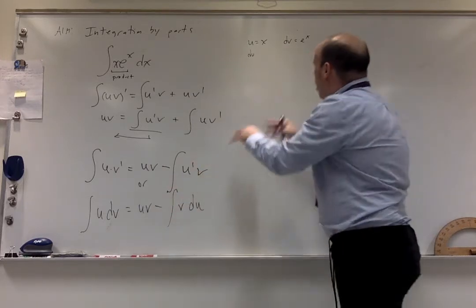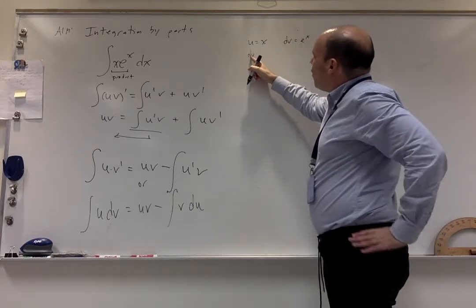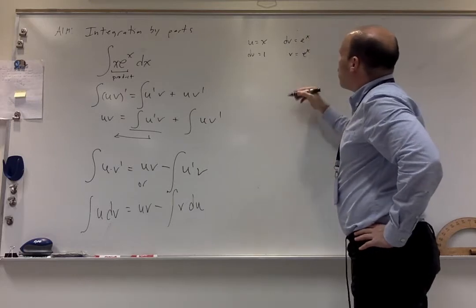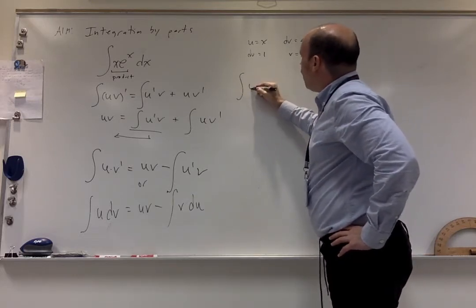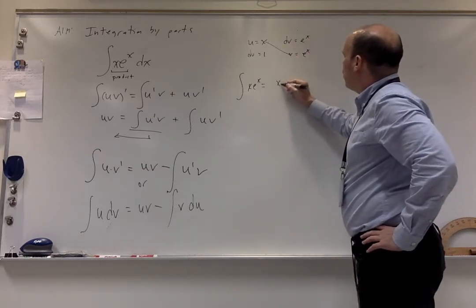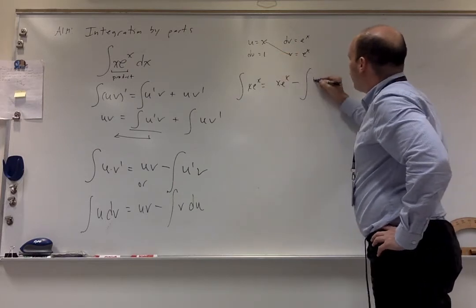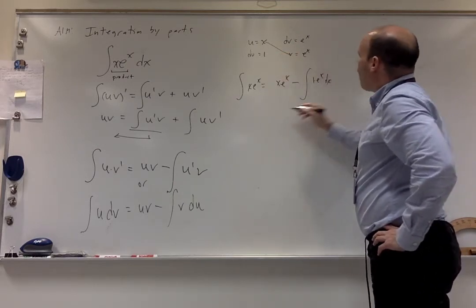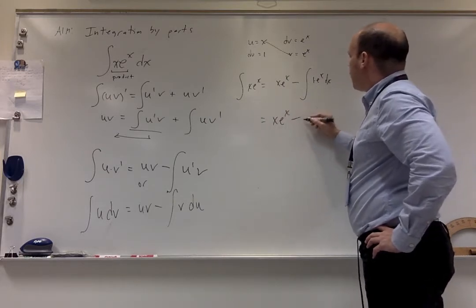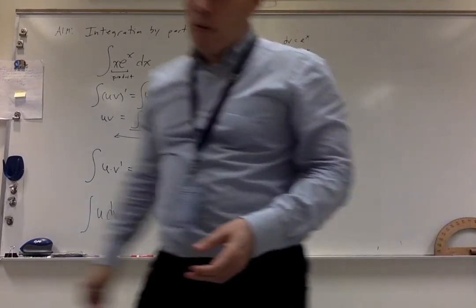It's the same thing. u is x, and dv is e to the x. The du is 1, and the integral of dv, v, is e to the x. And so the integral of x e to the x is equal to uv minus the integral of v du. Final answer: x e to the x minus e to the x plus c. Let's try another one.